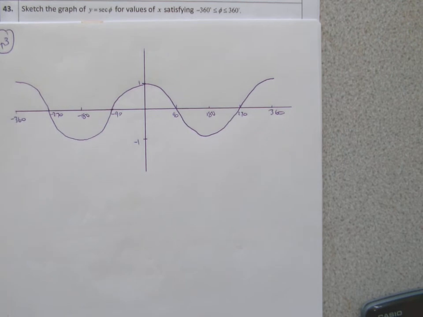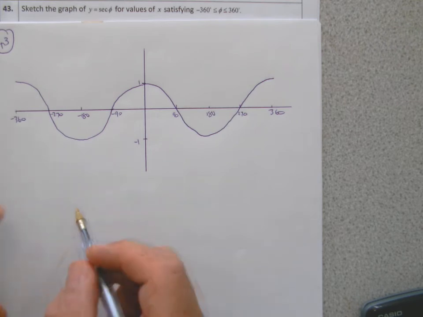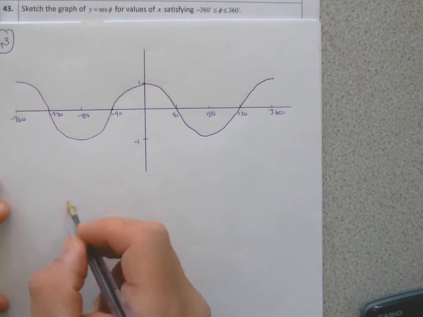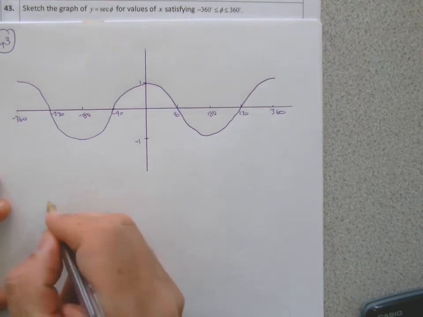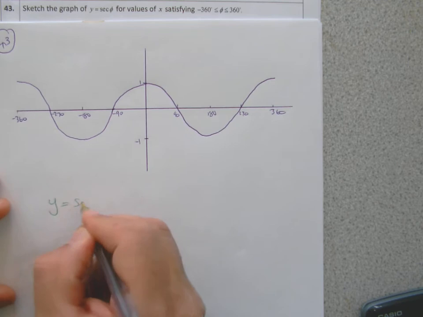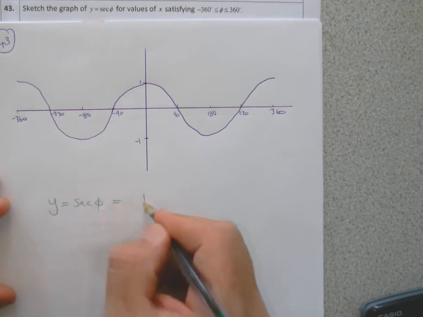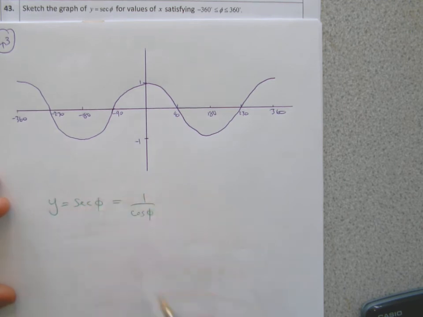Okay, with question 43, where it says sketch the graph of y equals sec phi for values of x satisfying quite a big range there. You just have to think about what sec phi is in relation to in terms of a trig function. Well, we know sec phi is 1 over cos, isn't it? That's what sec is, 1 over cos phi.